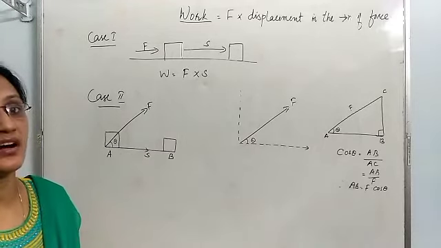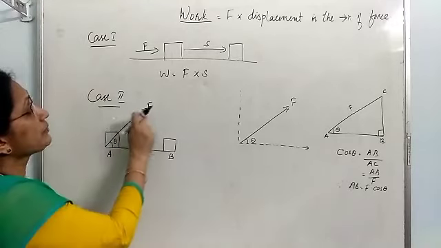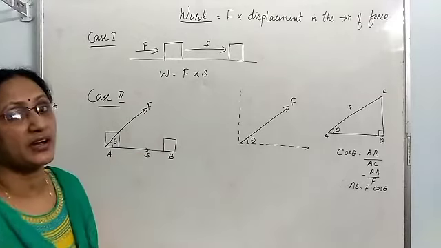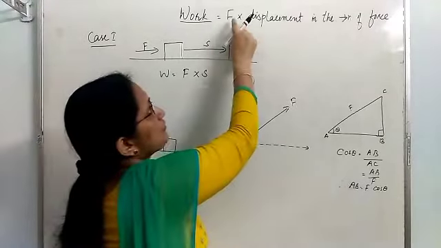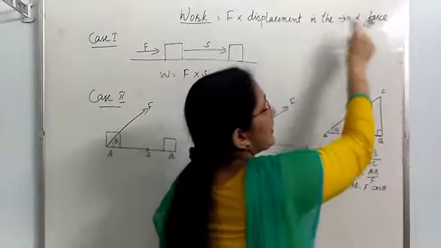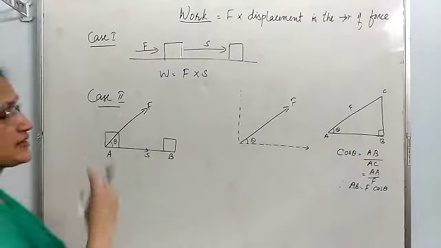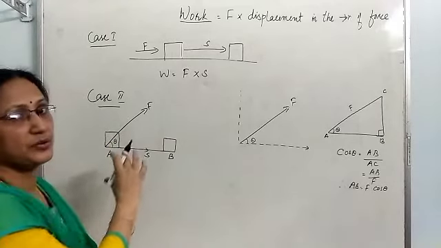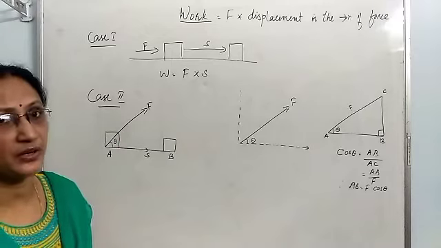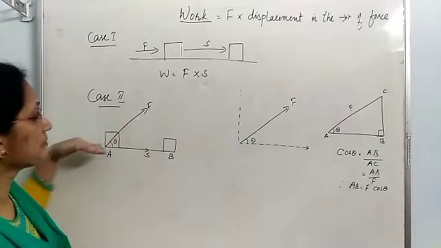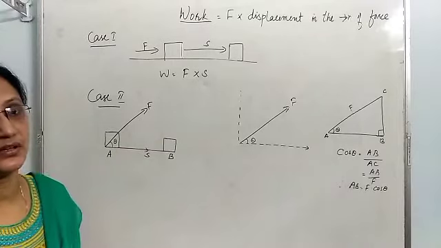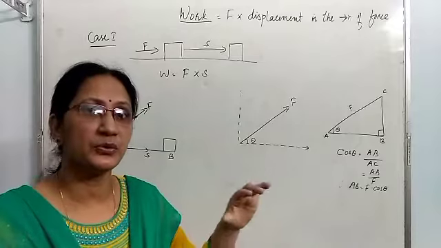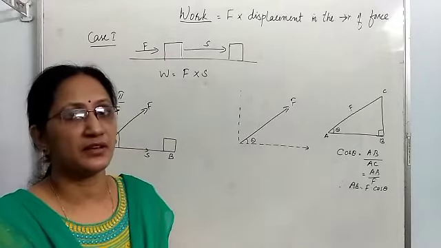In this case, we can't find out the work simply by multiplying force with the displacement, because displacement is not in the direction of force. Work is force into displacement in the direction of force. So in such a case, how will we find out the work done? To learn how to find out the work done, you have to find out how much force is making this displacement. To understand it better, you must know how to break or split a vector.